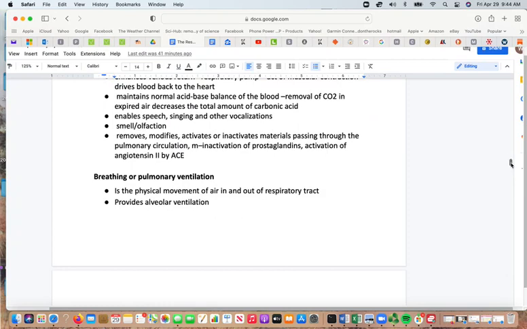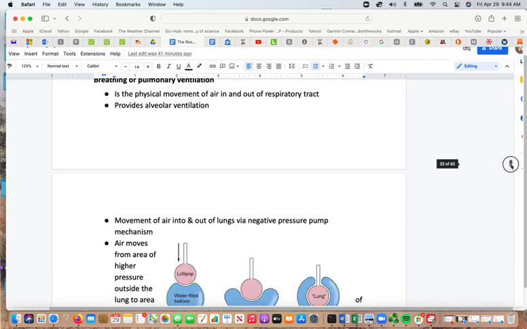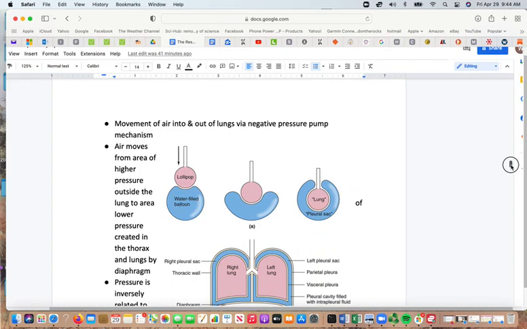So breathing or pulmonary ventilation is the physical movement of air in and out. This will provide your alveolar ventilation. Air is going to move in and out of the lungs. It's a negative pressure pump mechanism. So the air is going to move from an area of higher pressure on the outside to lower pressure on the inside. And this is created in the thorax using the lungs and the diaphragm.